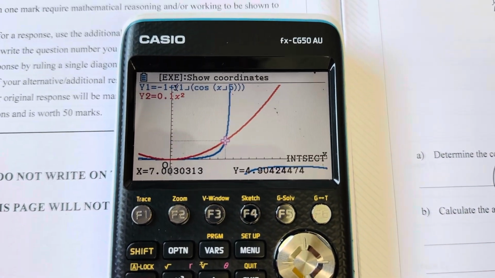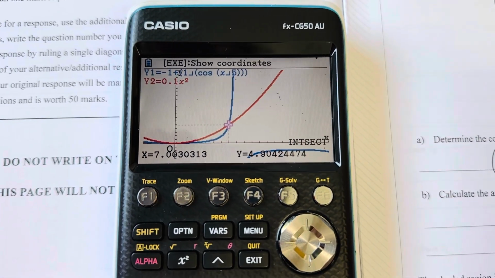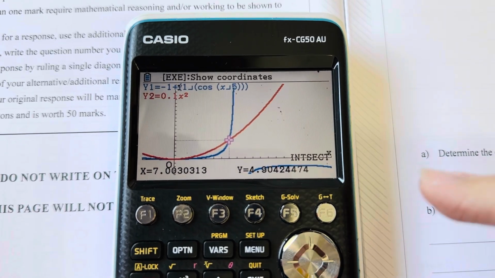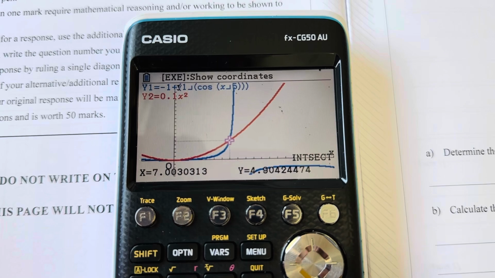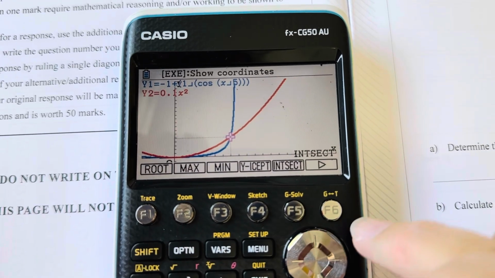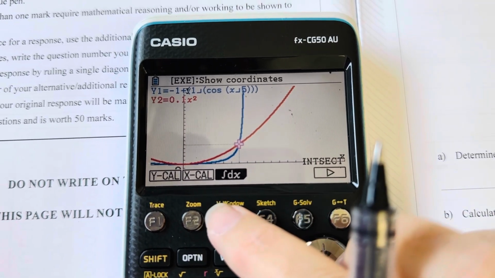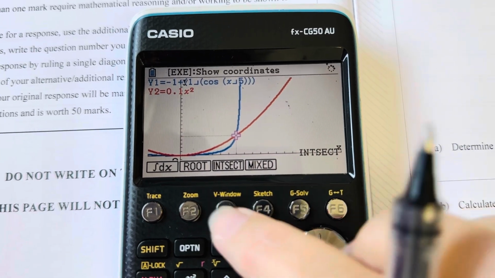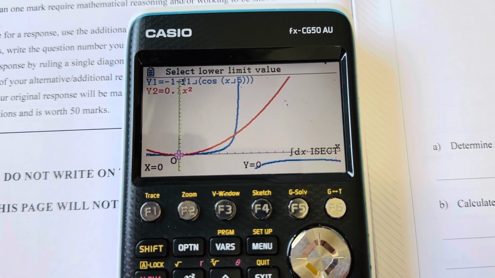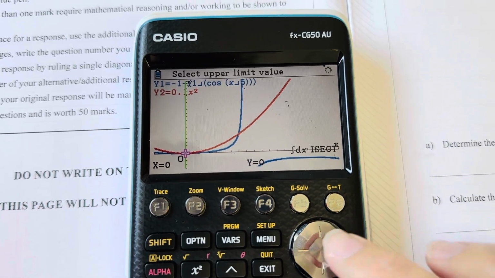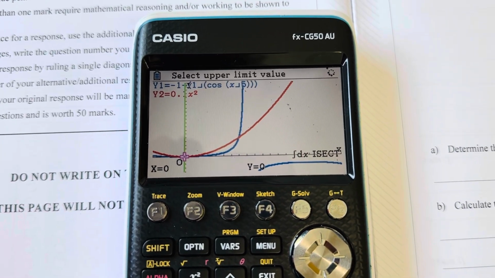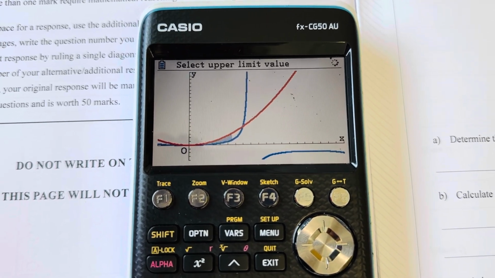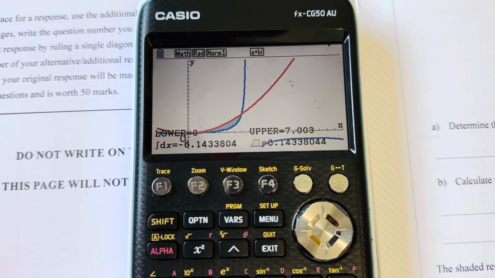Now it asks to calculate the area of the shaded region. So again, we can do that graphically. We don't need to jump back out of here. G-solve. I'm going to go across to the integral sign. And we're going to go intersect. So from there to there, execute, there it is.